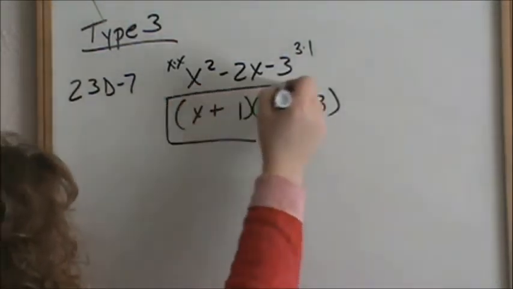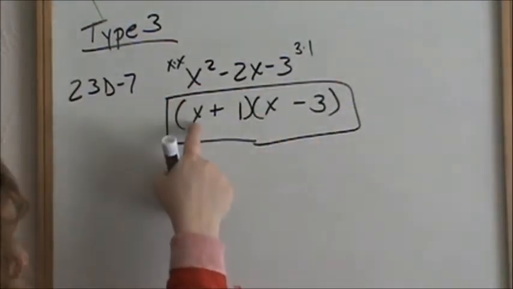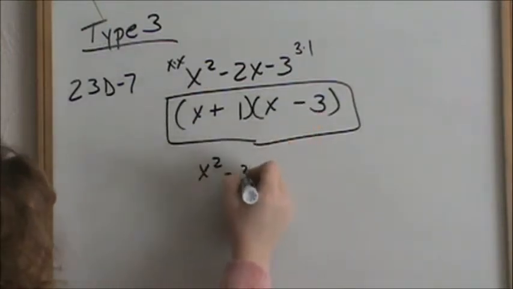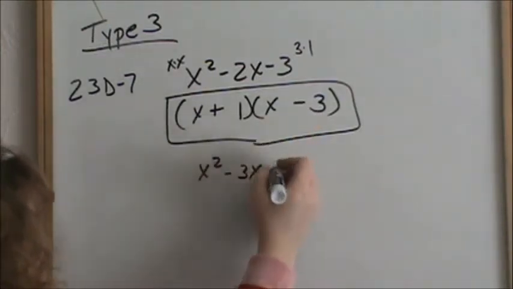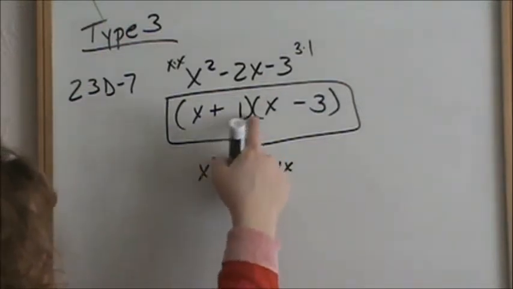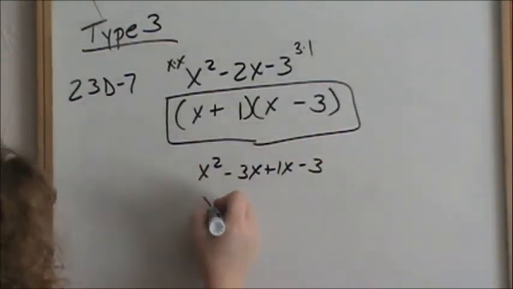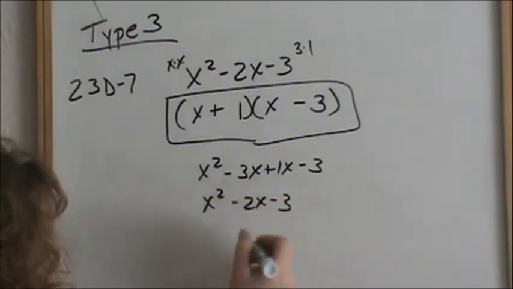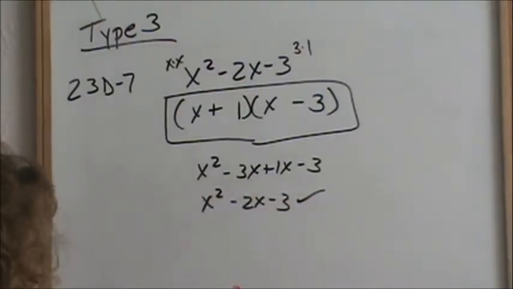Let's FOIL it back out just to check. FOILing it back out. First, x squared. Outside, negative 3x. Inside, a positive 1x. And last is a negative 3. So therefore, my middle term does give me a negative 2x. And I get what I started with.